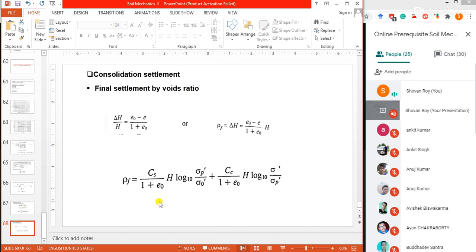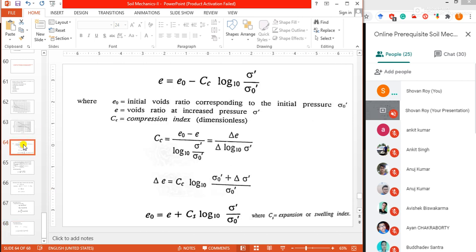Before understanding this, for today's important summary, this Cc value is important. How can we calculate this Cc value? If we have the initial void ratio and final void ratio, and the initial effective stress and final effective stress, then we can easily calculate this Cc value. Cc value is very important for numerical calculation.